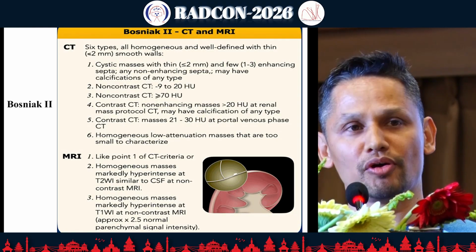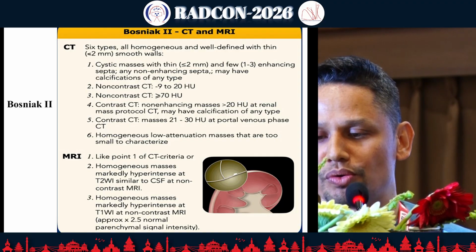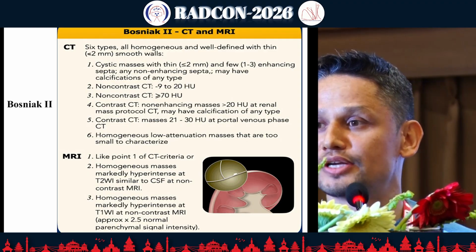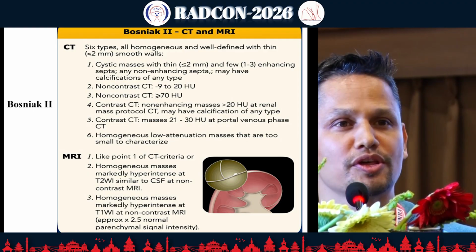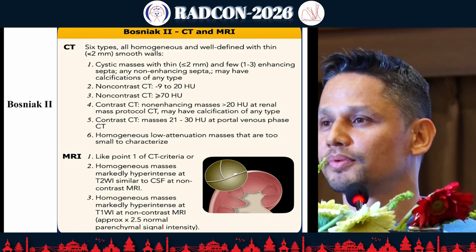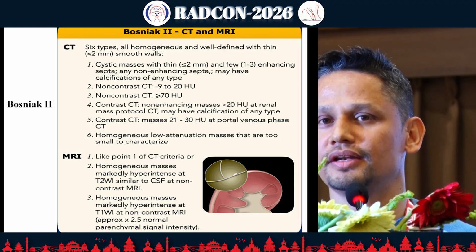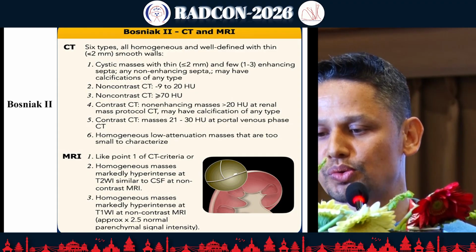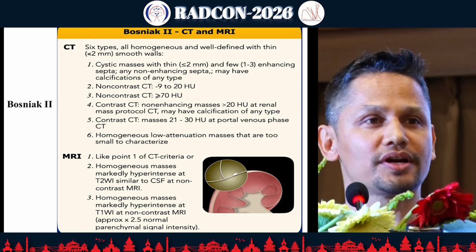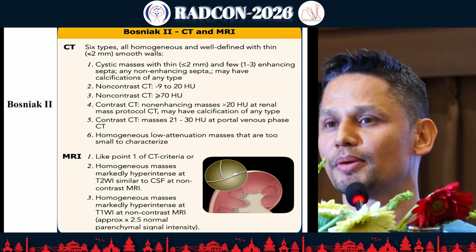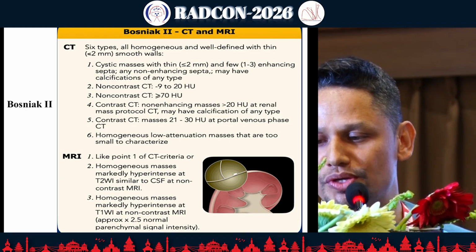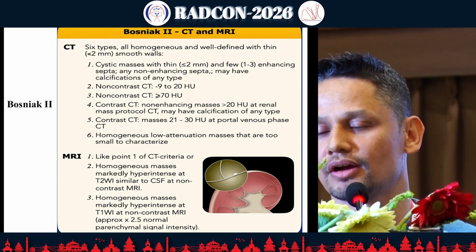Cystic masses, I've already defined the wall and septa, so I won't discuss this again. On non-contrast images, the attenuation is -9 to 20 HU, and any non-contrast image with 70 HU or more. On contrast images, if the enhancement is 20 HU or more in renal protocol, and any calcification type. And on contrast image, if the HU of the mass is 21 to 30 at portovenous phase, and homogeneous low attenuation masses that are too small to characterize are class 2 in CT scan.